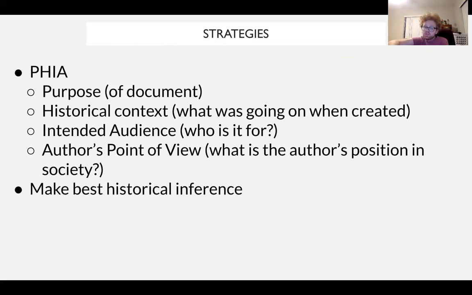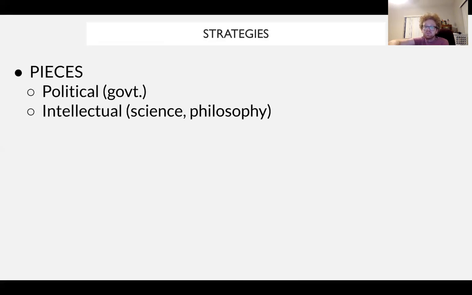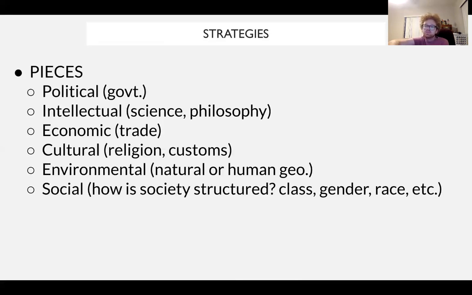And you're never going to get a straight answer for any of these. So it's mostly about making your best historical inference and then defending why you believe that is important for your argument. You can also look at PIECES. PIECES essentially breaks down different categories of what you might find in a primary source. So if it's talking about political systems, it's probably more of a political document. You can focus more on developing an argument that's based on political structures. And the same thing for all the other parts of PIECES.